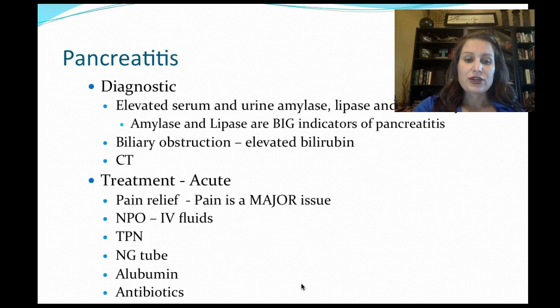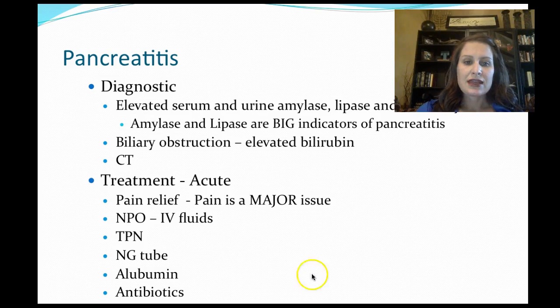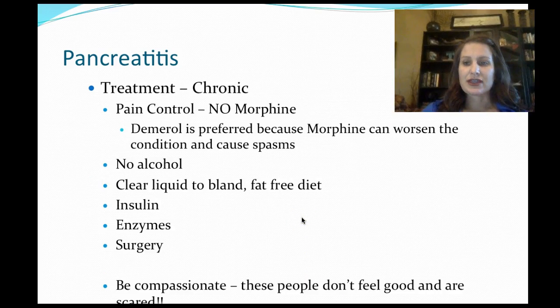The treatment for acute will be pain relief. Pain is going to be a major issue. They're in so much pain with this. Keep them NPO, nothing by mouth, no fluids. We will give IV fluids, TPN, to restore that nutrition that they're lacking because of the NPO. We will help drop an NG tube, albumin, bringing that volume back into the vascular space because remember they are hypotensive, and then antibiotics treating that inflammation, that infection.